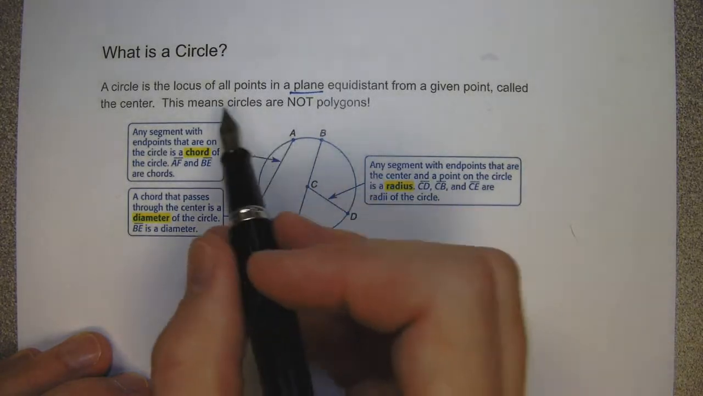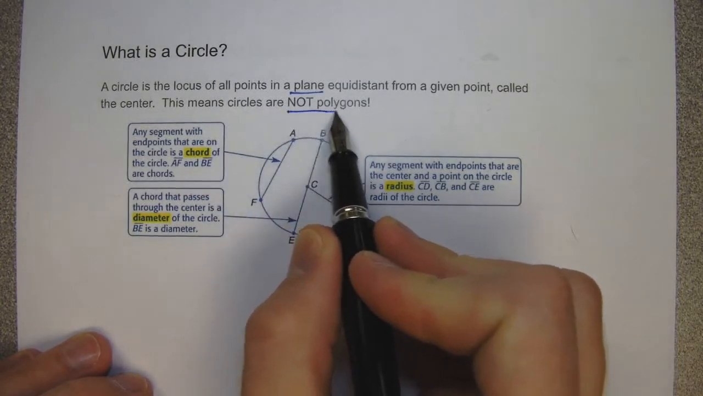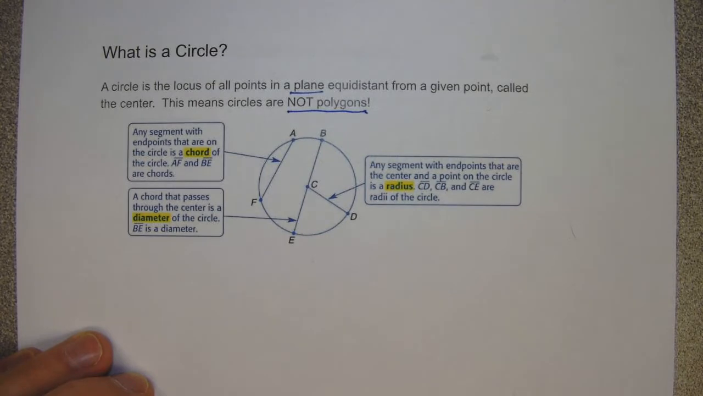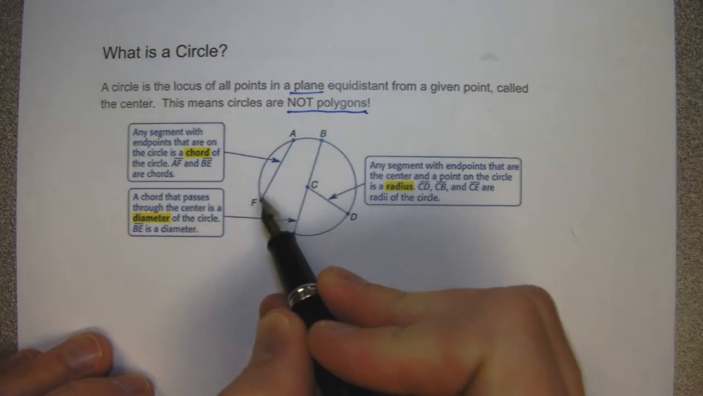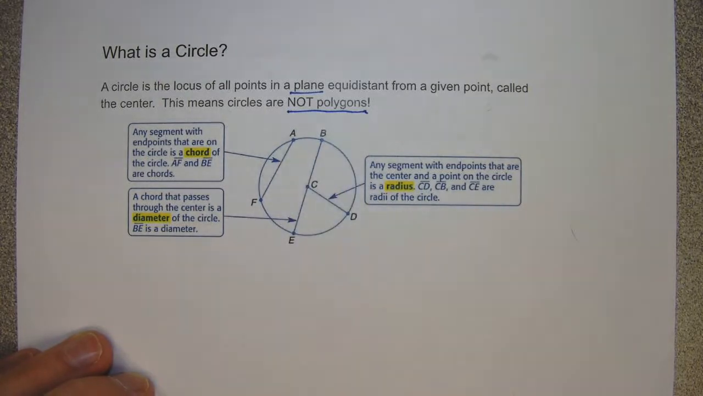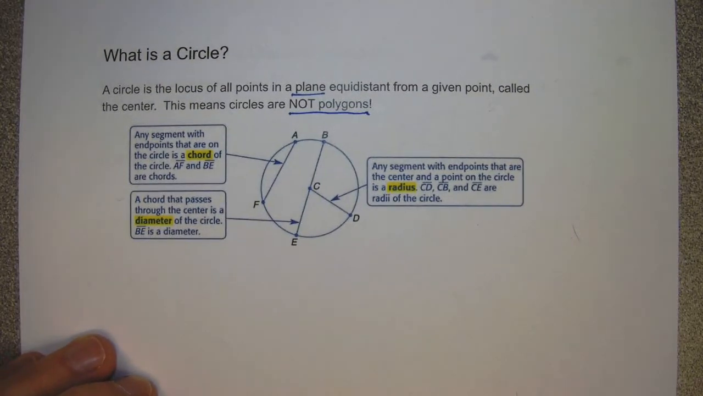Another ramification of this is that circles are not polygons, because remember, polygons have to have a finite number of sides. And in this case, there are an infinite number of points on the edge of the circle. So again, circles are not polygons by our definition.